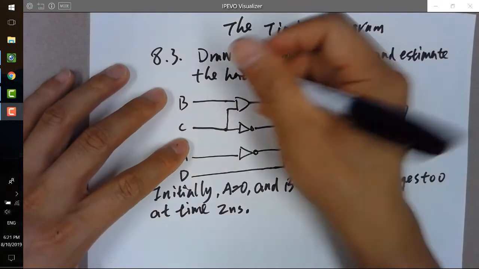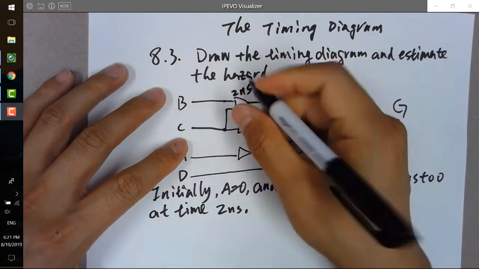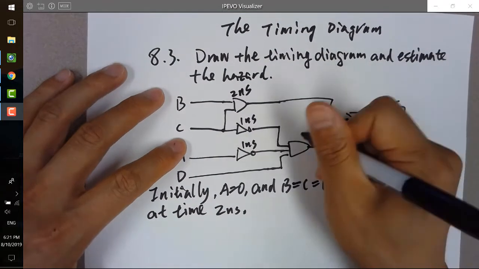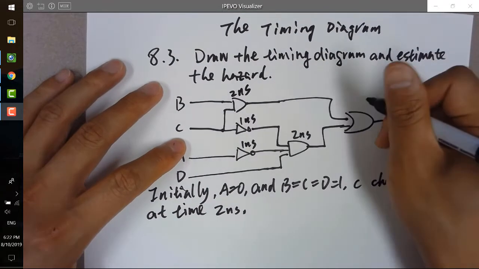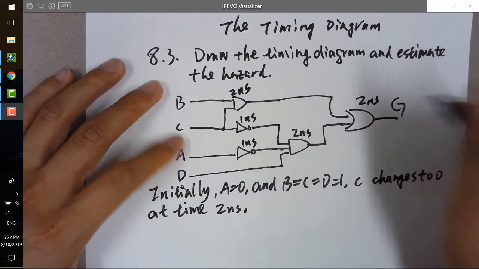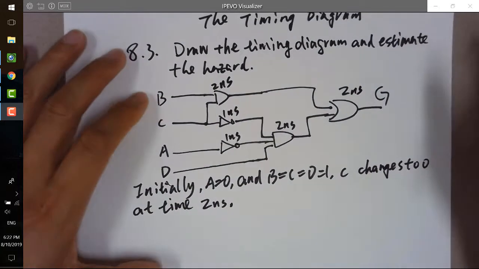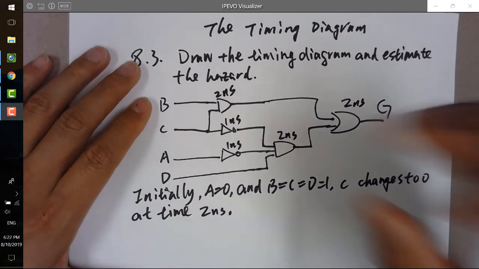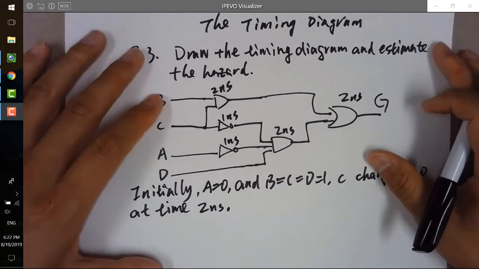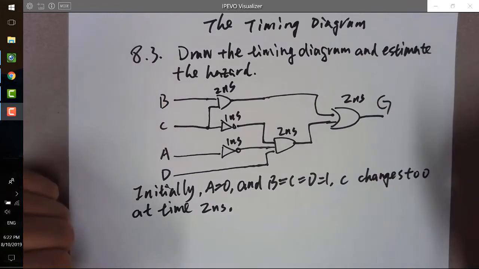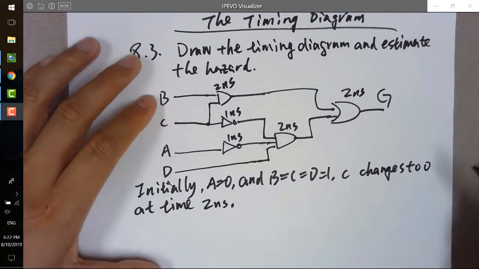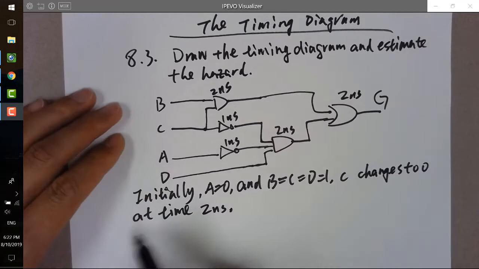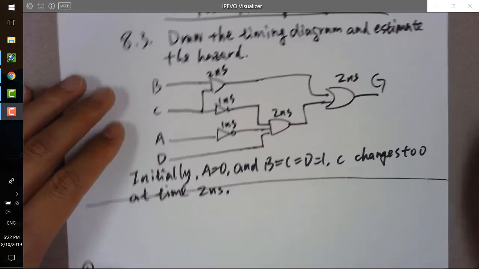All right, now we know that here has a 2 nanosecond delay, here has a 1 nanosecond delay, 1 nanosecond delay, 2 nanosecond delay, and 2 nanosecond delay. That's everything given to you, and you need to find the timing diagram and the static hazard, usually static 1 hazard, and fix it. So now we can start to think about this.